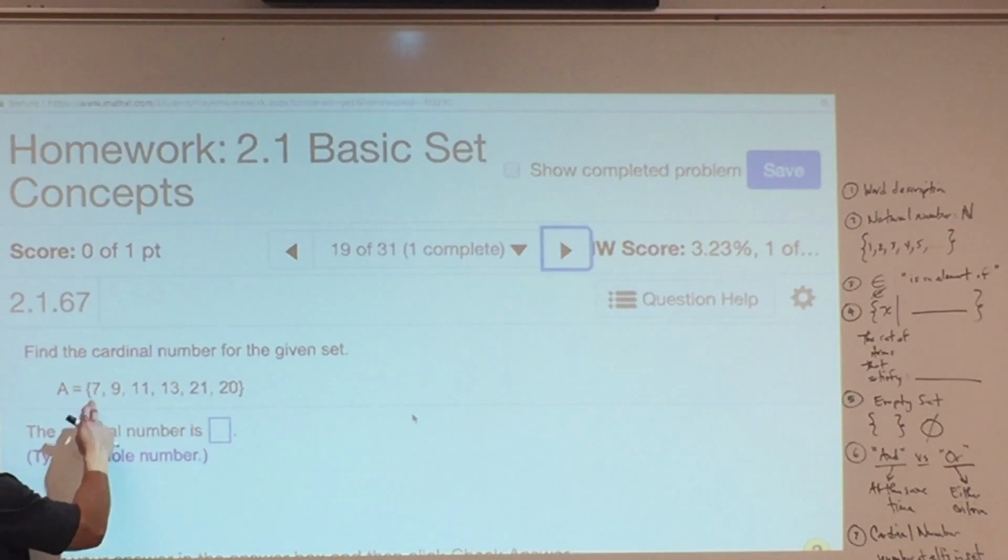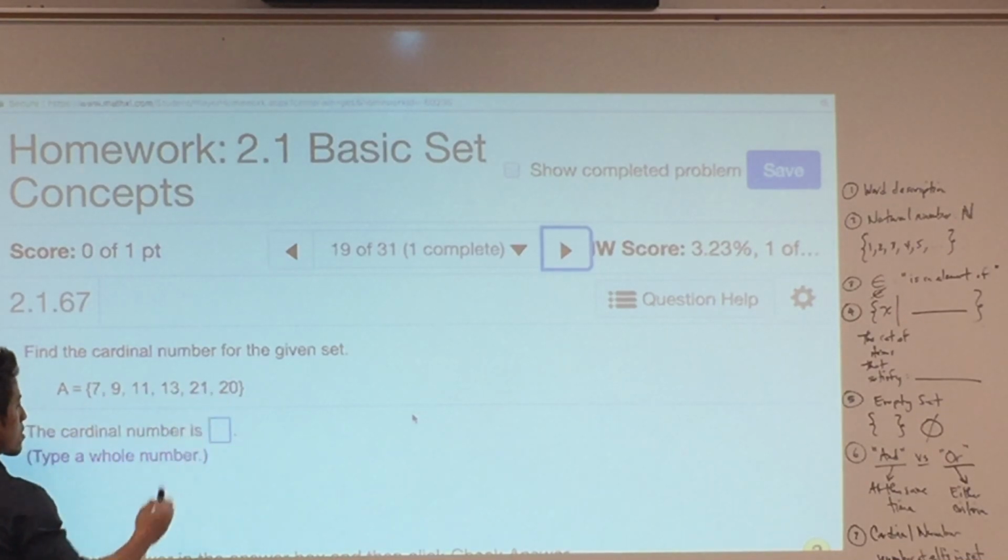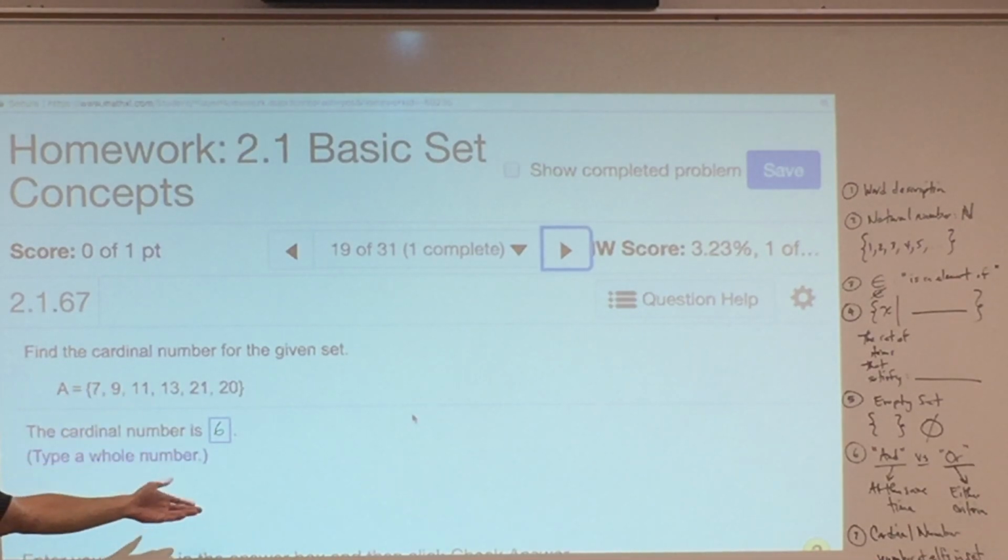So all you have to do is count them. 1, 2, 3, 4, 5, 6. That means the cardinal number for the set A is 6.